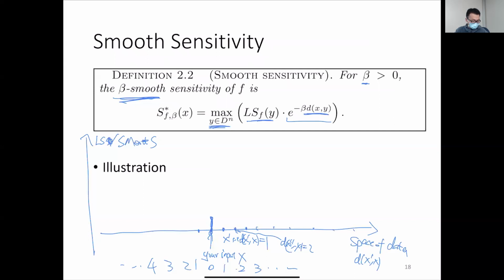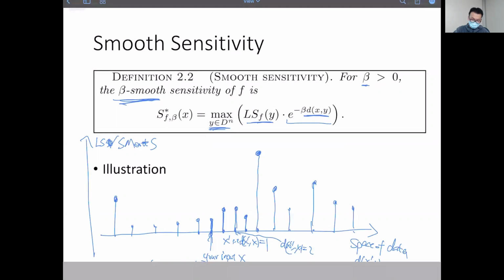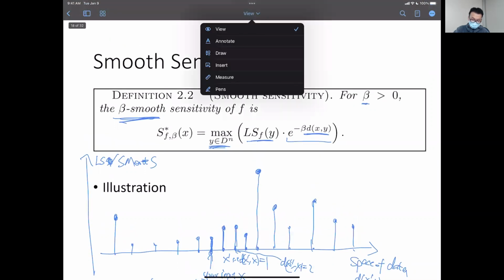And for each one of these dots, we can calculate their local sensitivity. So let's say that this X prime has a local sensitivity that looks like that. This one has a local sensitivity that looks like that. And this one has a local sensitivity that's also small, but this one has a local sensitivity that's somewhat large. Okay, and this one, we can calculate an arbitrary local sensitivity measure here. And these are the local sensitivities corresponding to each and every data set in the data space, right? So what does the smooth sensitivity look like?